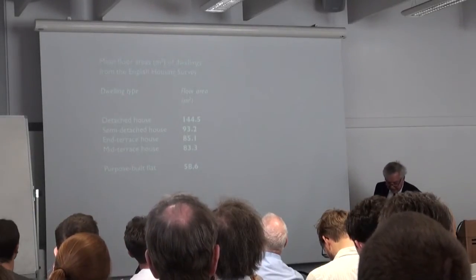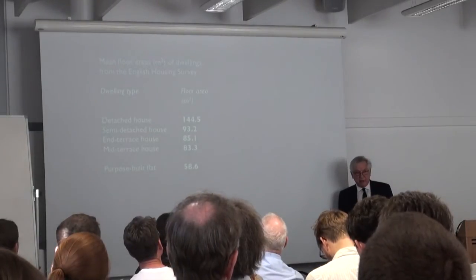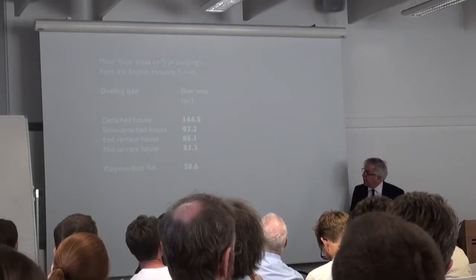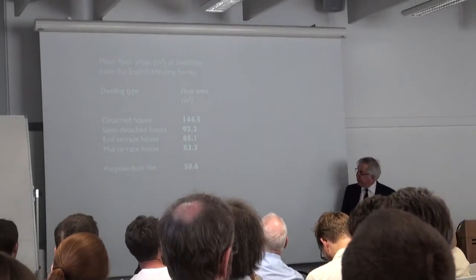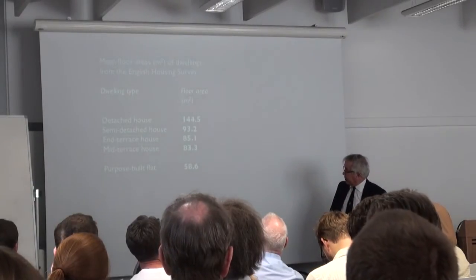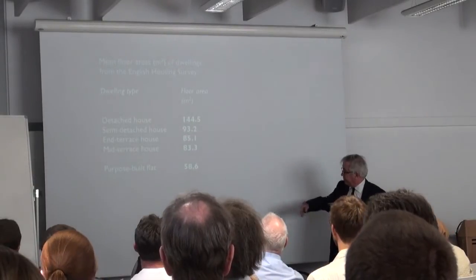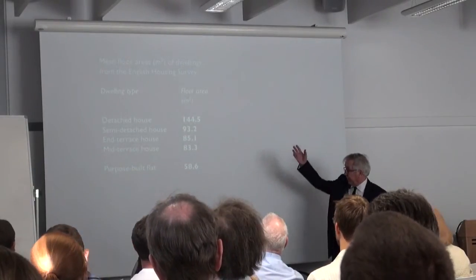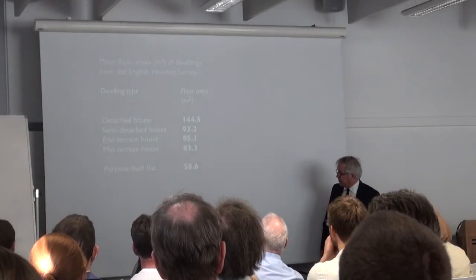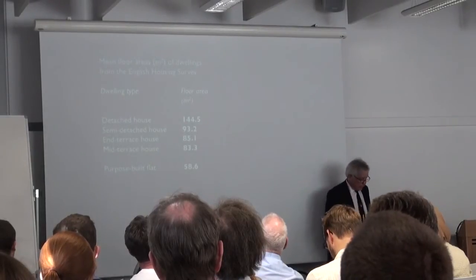The HEED database doesn't actually give floor areas, doesn't have any size information at all except numbers of bedrooms. So well, Jason Palmer from Cambridge very kindly sent me these figures from the English Housing Survey, which show mean floor areas for the 4 types as well as for flats. And again, as you'd expect, there's this kind of decline in the size from going from detached to semi-detached to end terrace to mid-terrace.